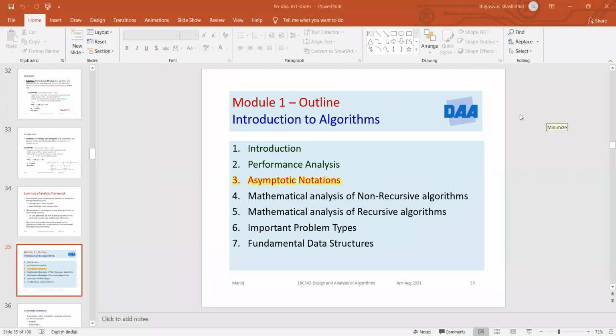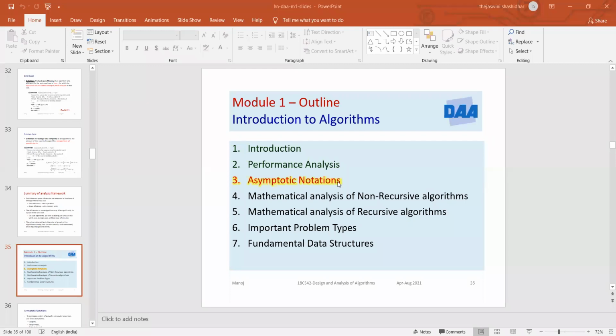So we shall start with the class now. Till now we have gone through the analysis framework. We have seen two concepts, that is space complexity and time complexity. In time complexity, we have already discussed concepts like best case, worst case, and average case. Now you have to represent the best case, worst case, and average case using some notations, and those notations we call asymptotic notations.